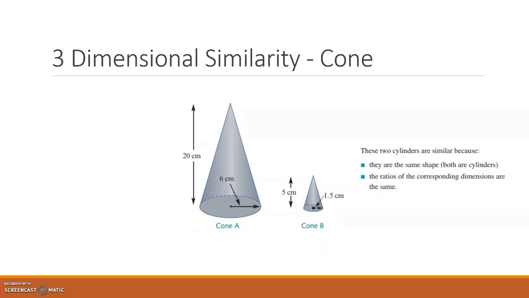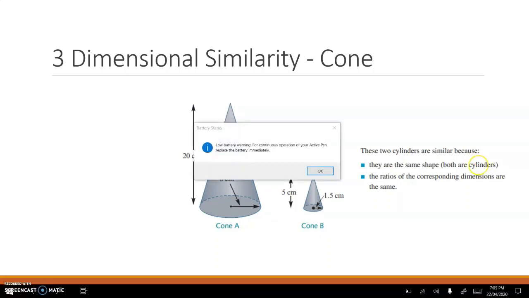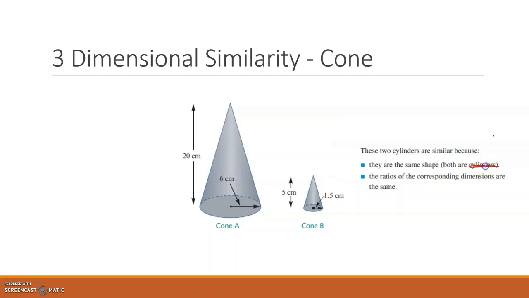Now here we've got some cones, and they are similar as well because both of them are the same shape. In fact, this needs to say cones, not cylinders. Both of them are the same shape, but the second fact is also true: the ratios of the corresponding dimensions are the same. So here we've got 20, and 20 divided by 4 is 5. And 6 divided by 4 is 1.5. So we could say the scale factor going from this cone to this one is 0.25 because the dimensions are divided by 4 to go from one to the other, i.e. they're being multiplied by a quarter, or 0.25.